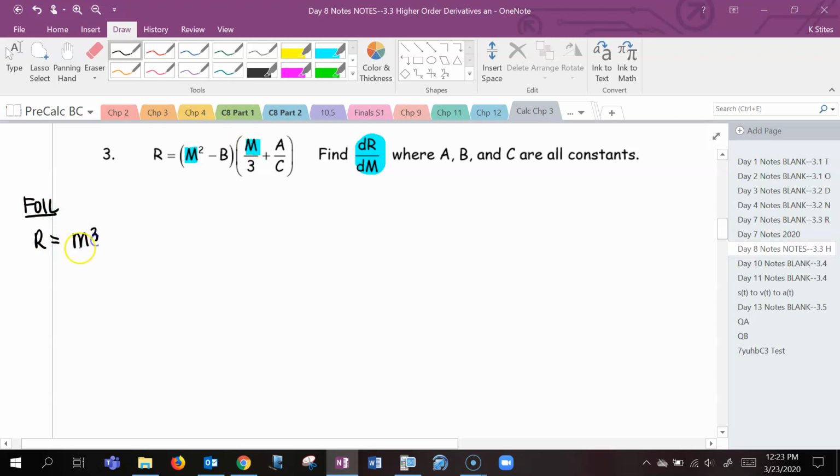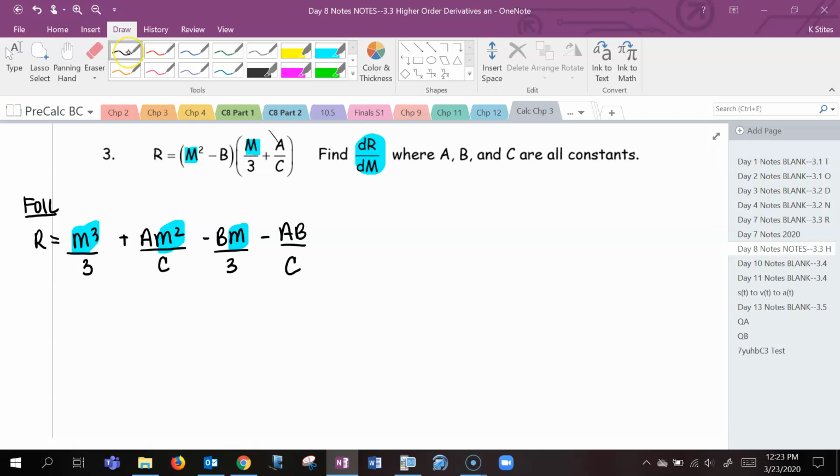So that would be m cubed over 3 plus am squared over c minus bm over 3 minus ab over c. And I'm just going to highlight, this is my variable, this is my variable, this is my variable. Alright, so now I can go ahead and I can use power rule and find r prime.